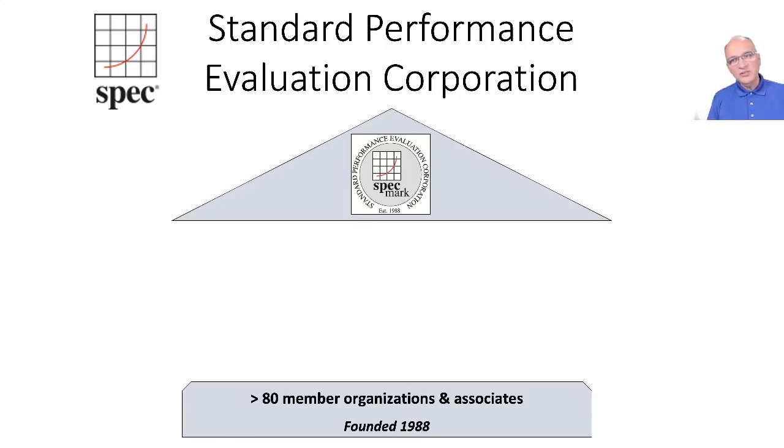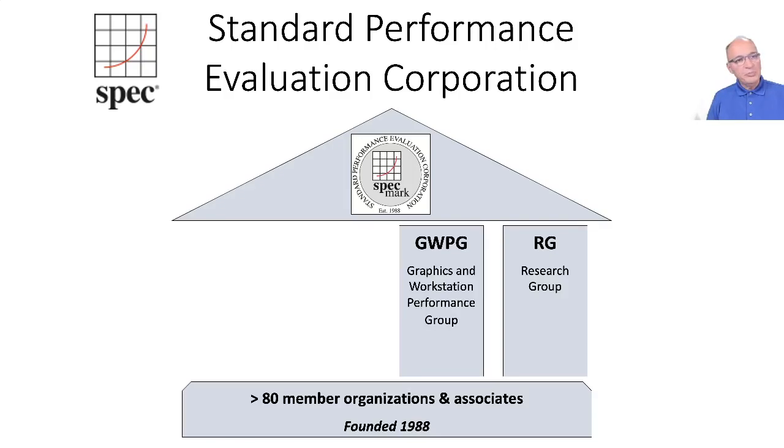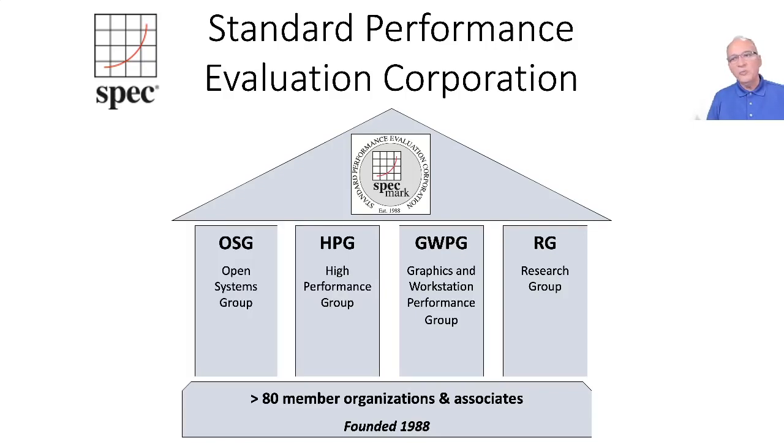So an organization was created about 30 years ago. It's called the Standard Performance Evaluation Corporation, or SPEC. SPEC was founded in 1988, and it has today more than 100 members, organizations, and associates. SPEC is a not-for-profit corporation that has several different groups. The most recently created group, about 15 years ago, is the research group. There is a graphics and workstation performance group, the high performance group, or HPG, and the open systems group, or OSG.